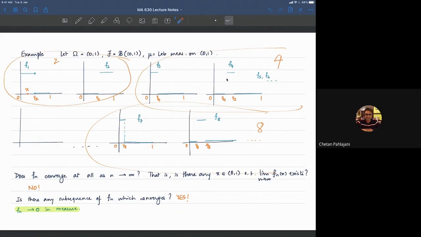And as you can see, this sequence of functions will not converge anywhere pointwise. Because if I pick any x, and as I move along the sequence, there will be some term in the sequence where the function is 1 at x, and there will be many terms where the function is 0 at x. So in other words, this sequence will not converge anywhere.